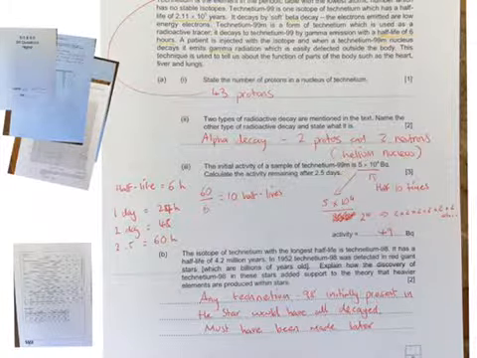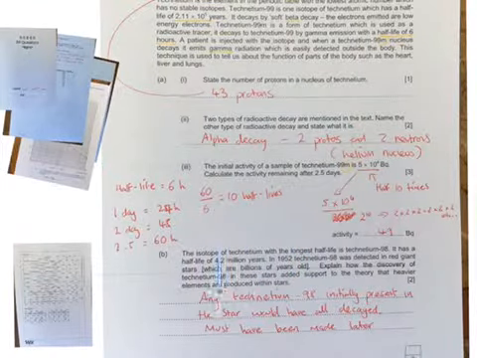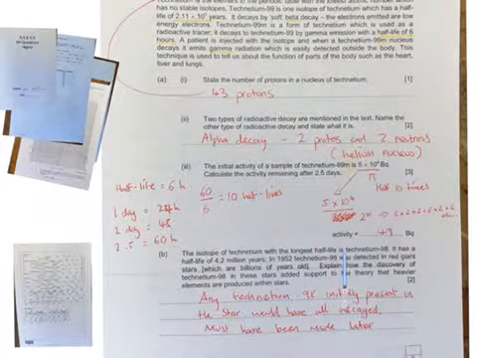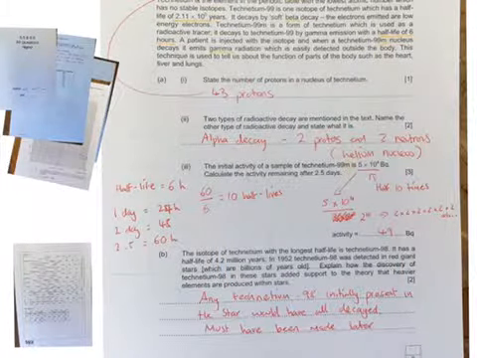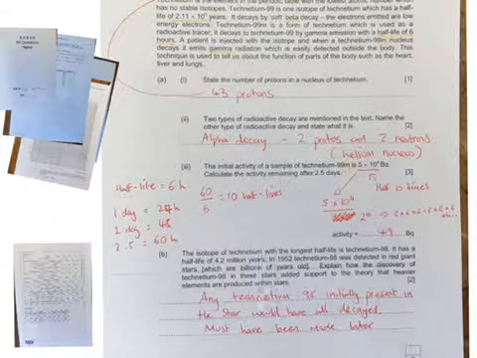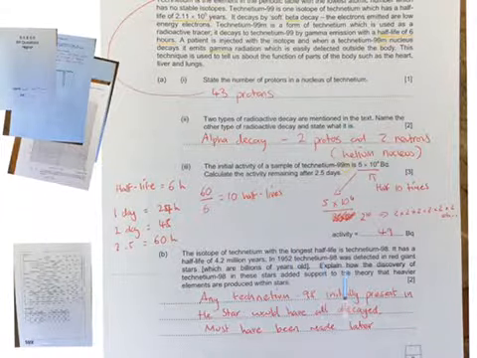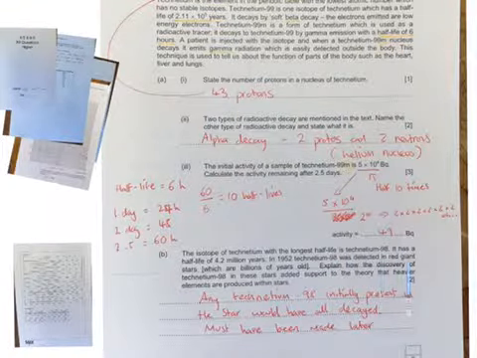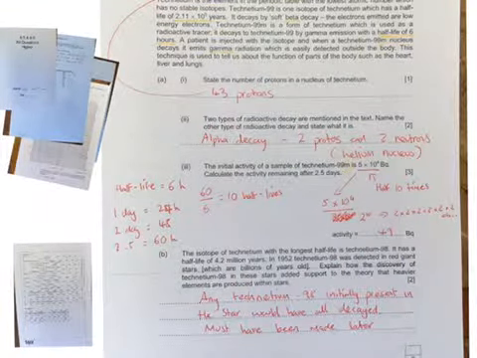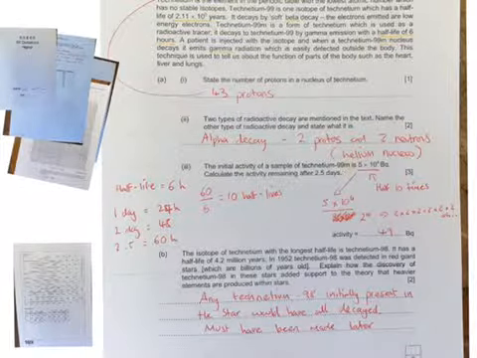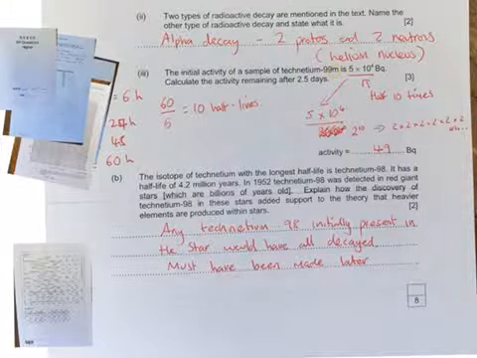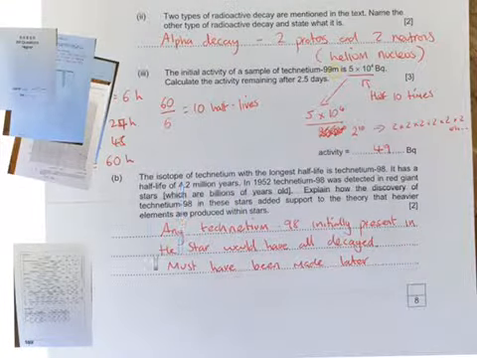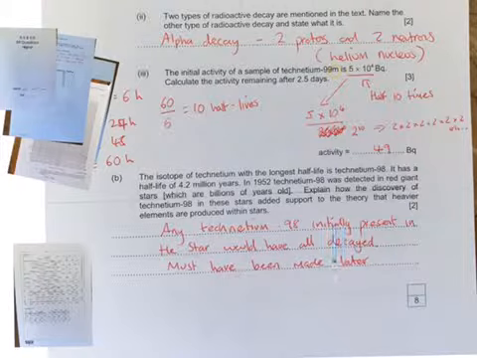And then it says the isotope of technetium with the longest half-life is technetium 98. And it's got a half-life of 4.2 million years. So it takes 4.2 million years for half of it to decay. In 1952, technetium 98 was detected in a red giant, which are billions of years old. Explain how the discovery of technetium 98 in these stars added support to the theory that heavier elements are produced within stars. Well, it's 2 marks, a bit of a tricky question, but really any technetium 98 initially present in the star would have all decayed.